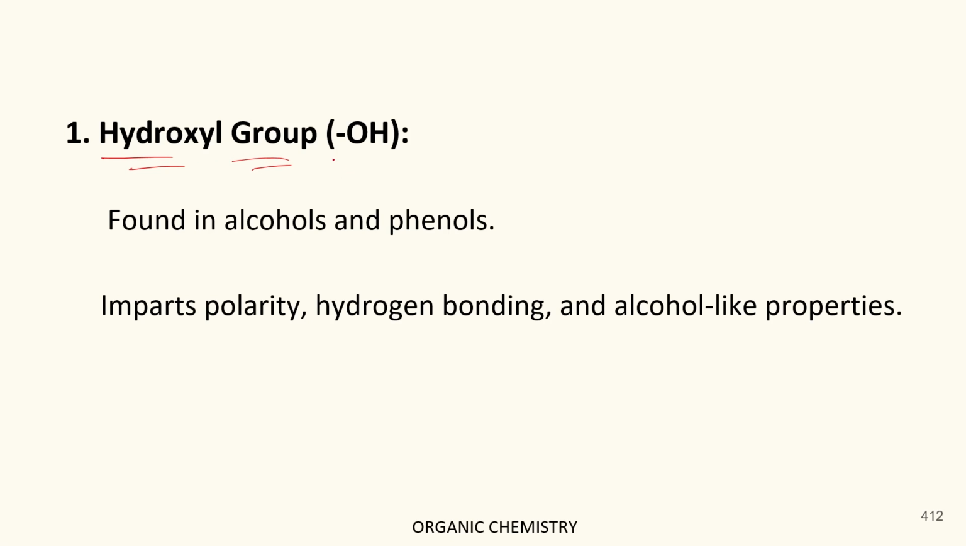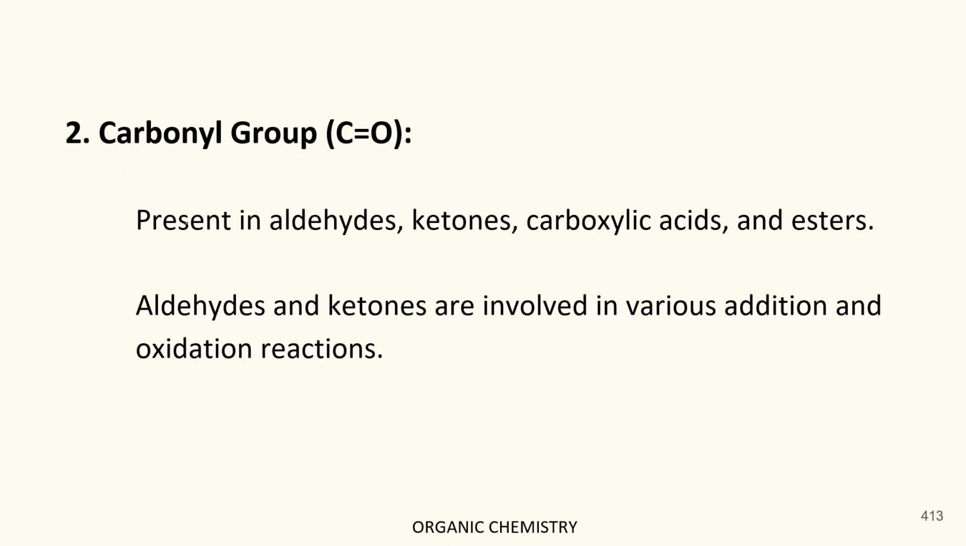Let's start with the first one. The first group is the hydroxyl group, represented by -OH. It is generally found in alcohols and phenols, and imparts polarity, hydrogen bonding and alcohol-like properties. So just write down: the first is the hydroxyl group, represented by -OH. It is generally found in alcohols and phenols, imparts properties like polarity, hydrogen bonding and alcohol-like properties. Got it? Move forward.